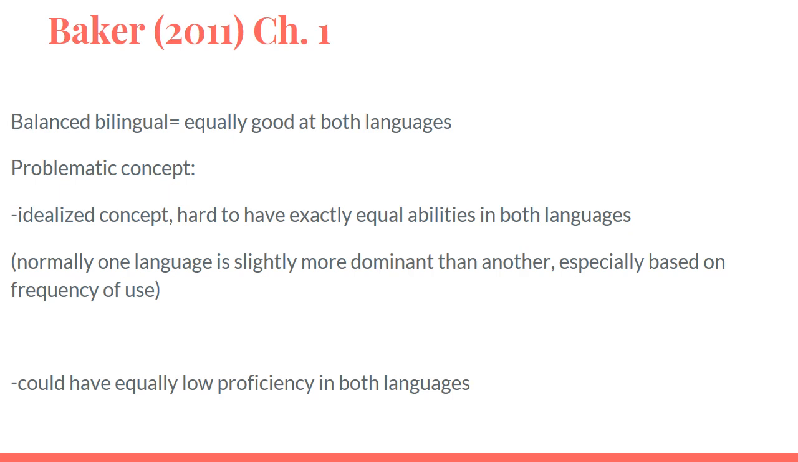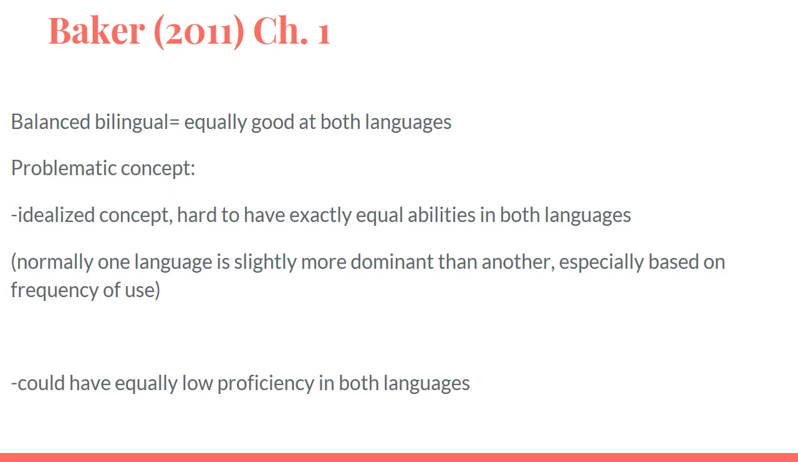Normally, one language has at least some slight dominance over another, or especially in a certain domain, many times one language will be slightly higher in speaking, for example, than the second language that's being learned.